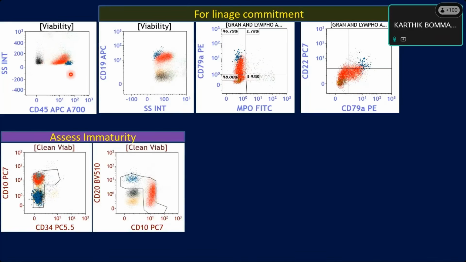Then you have to assess immaturity. Presence of CD34 indicates that these cells are immature, and CD10 will be brightly expressed in an immature B cell. CD20 will not be expressed in a normal mature B cell; there it will be bright with moderate expression, but these cells have a dim expression. So not expressing CD20 is also considered immaturity. Here CD34 is negative, CD10 positive, and CD20 is heterogeneous, dim. It is considered immaturity.